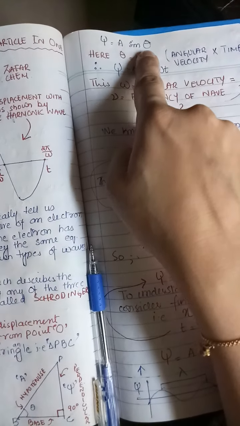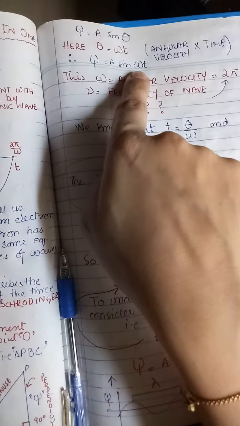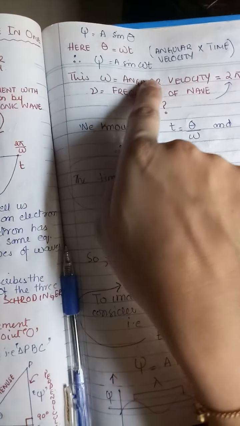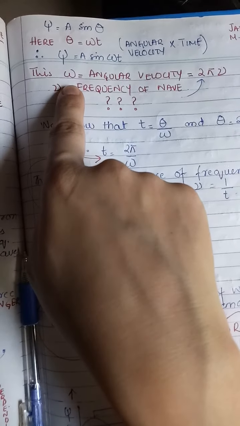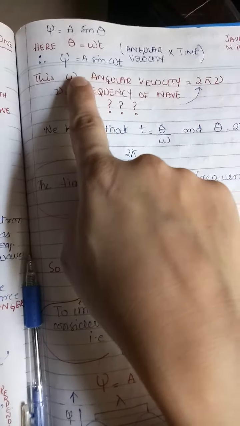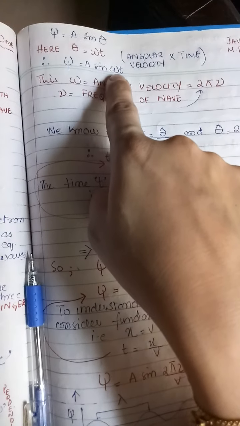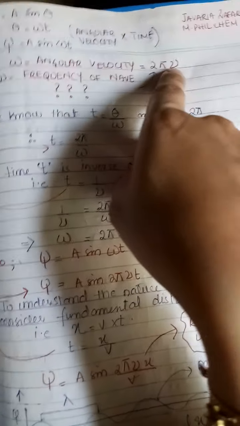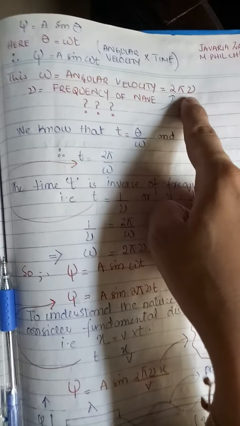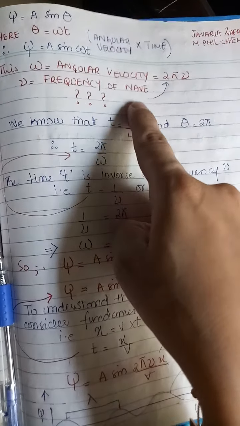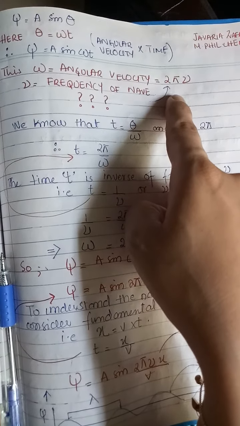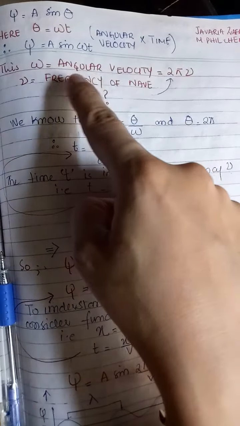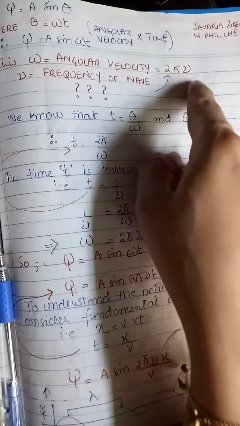And if we replace this theta with omega t, the above equation will become this. Omega is angular velocity, and in this equation omega will be equal to 2 pi nu. Nu is the frequency of this wave. How can you prove that this omega value is equal to this?